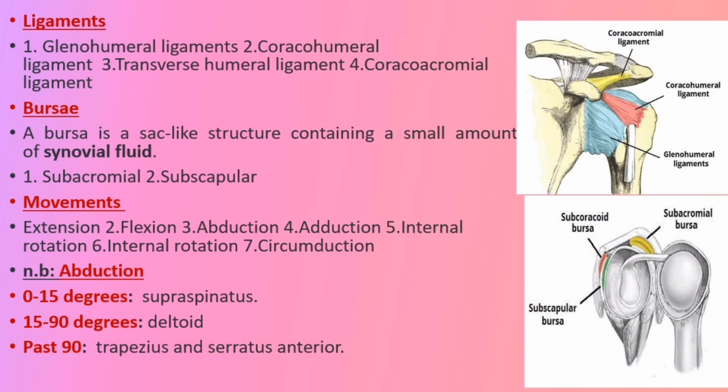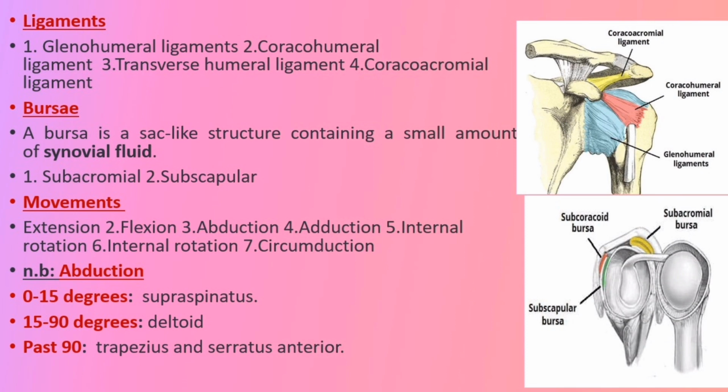Movements. The shoulder joint is an extremely mobile joint, with a wide range of movement possible. Extension: upper limb backwards in sagittal plane, posterior deltoid, latissimus dorsi and teres major. Flexion: upper limb forwards in sagittal plane, pectoralis major, anterior deltoid and coracobrachialis. Biceps brachii weakly assists in forward flexion.